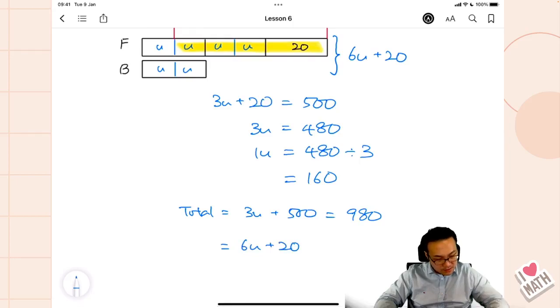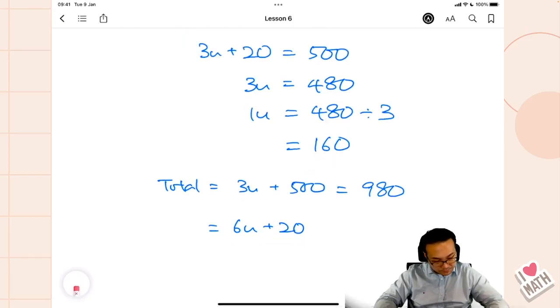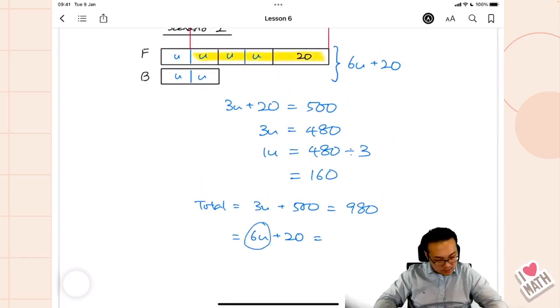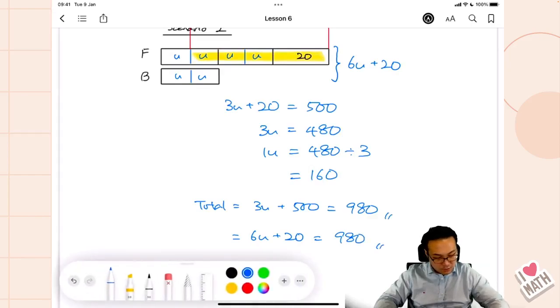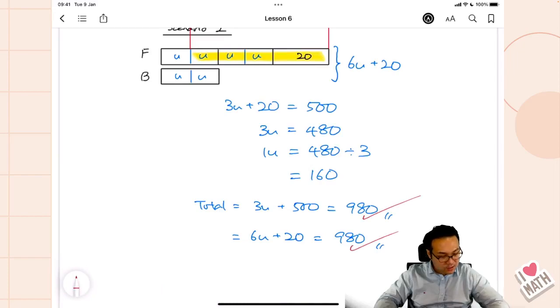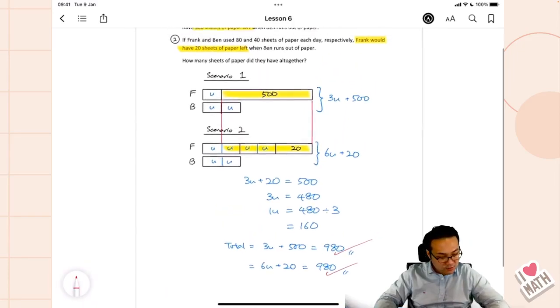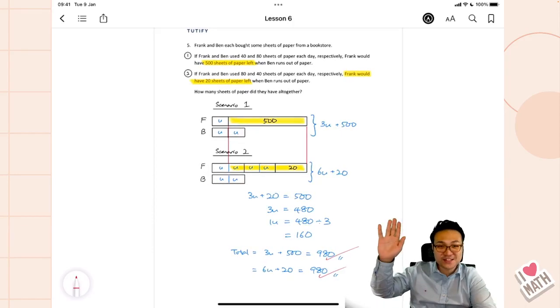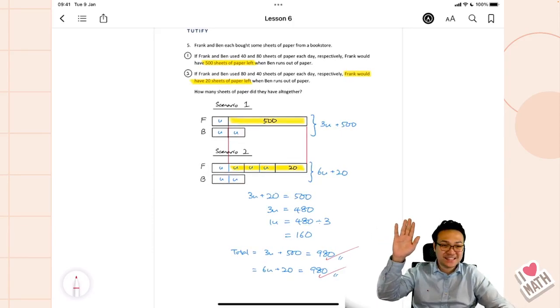Okay, you want to use this method? No problem, we can use it. 6 units is how much? 3 units is 480, right? 6 units, you times 2, is 960. 960 plus 20 is also going to give you the same answer, what? So no matter whether you use scenario 1 or scenario 2, your answer is still the same. 980.